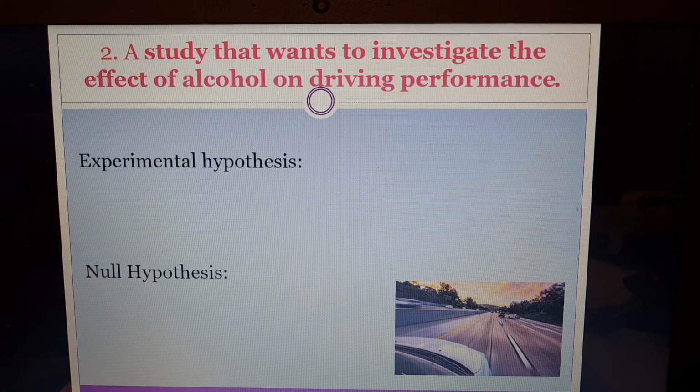Here's an example which you could have a go at writing. So a study that wants to investigate the effect of alcohol on driving performance. So at this point, you can pause the video and see if you can write down an experimental and a null hypothesis.